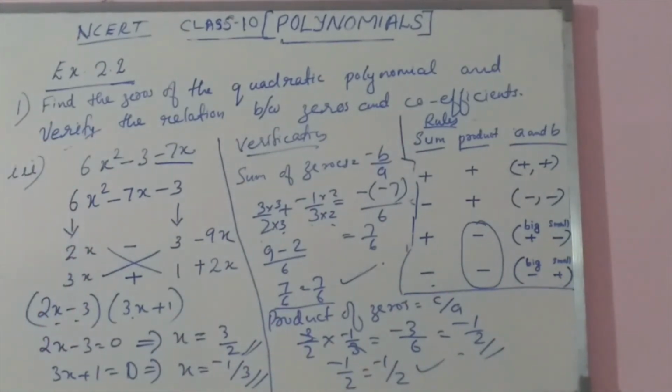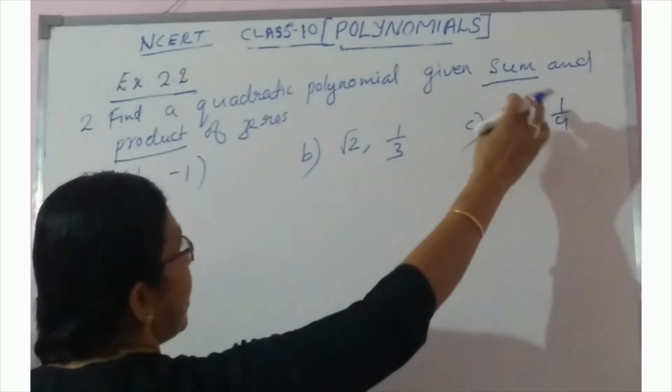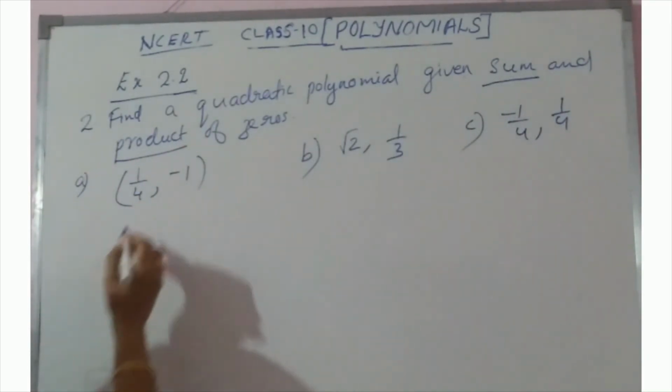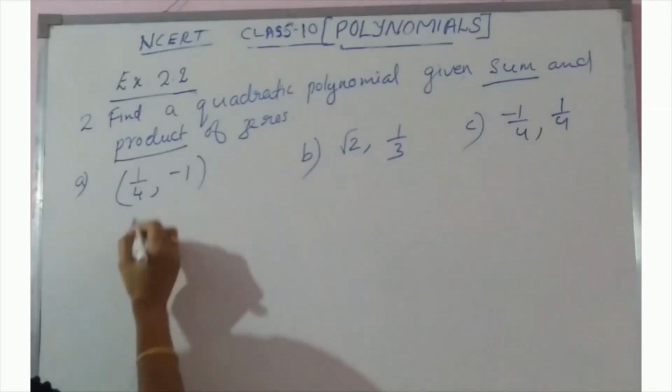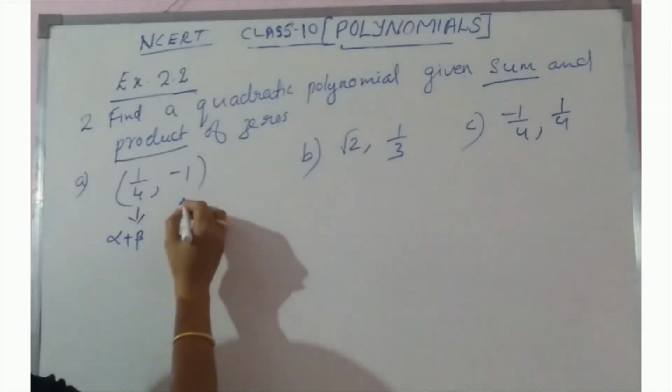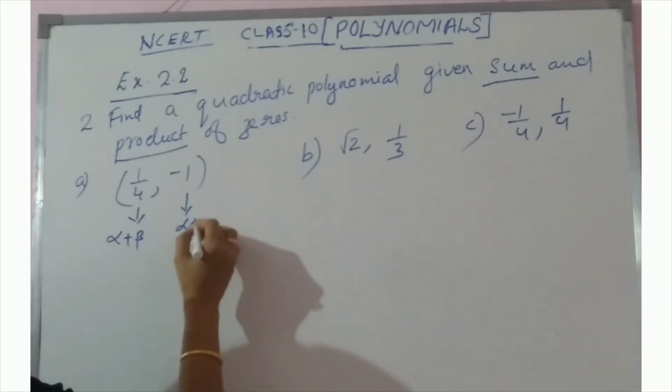We can go to the second part of exercise 2.2. Quadratic polynomial, given its sum and product. Sum of zeros and product of zeros given. So here sum of zeros is 1 by 4. So we can write 1 by 4 is alpha plus beta, and product of zeros is alpha beta.